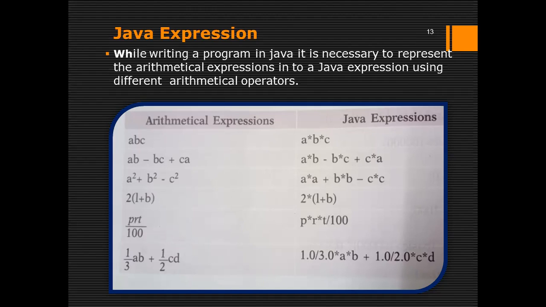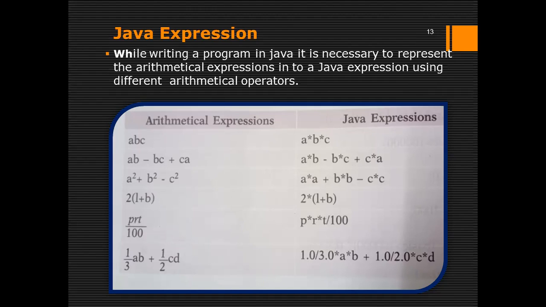Look at example number 1, A, B and C. We know that A, B, C when written together means they have to be multiplied. But if you write the same way in Java, it will give you an error because it doesn't understand that A, B and C written together means multiplication. So we have to write it as A multiplication sign, B multiplication sign and then C.